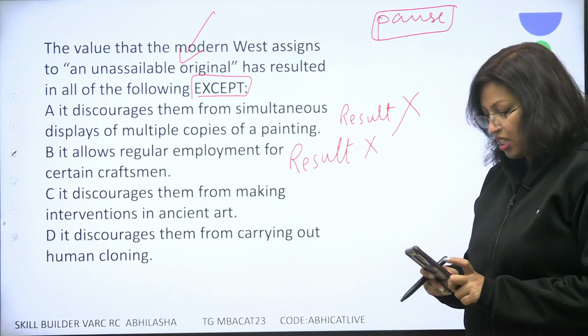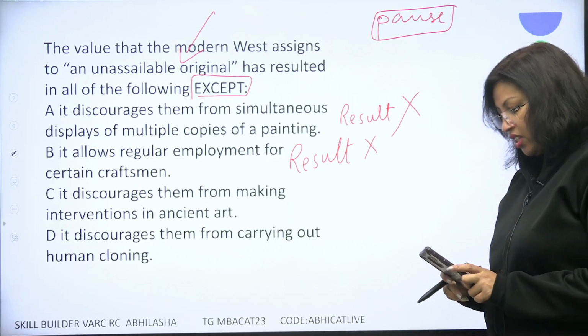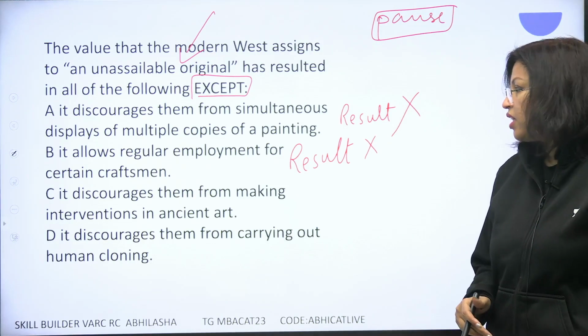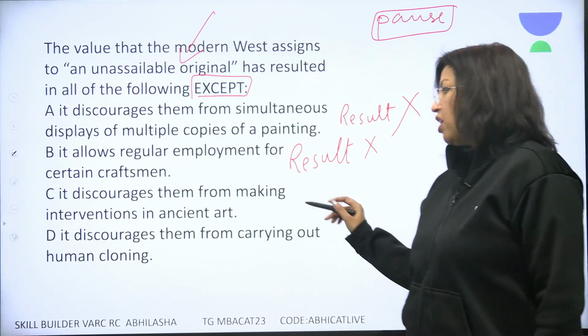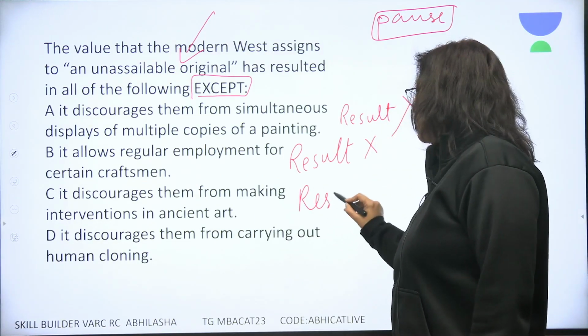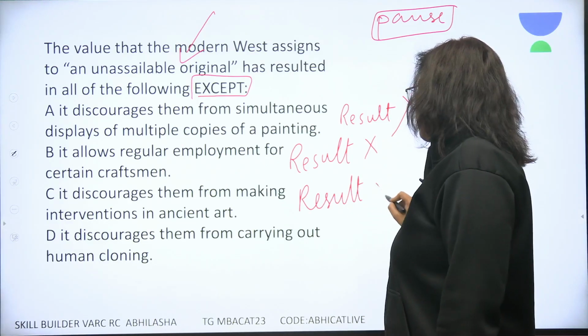It discourages them from making interventions in ancient art. So what happens is that they are discouraged. They do not like making changes. So therefore yes, because then they think it is a fake. So result. Okay.